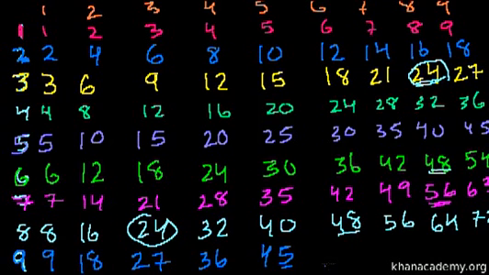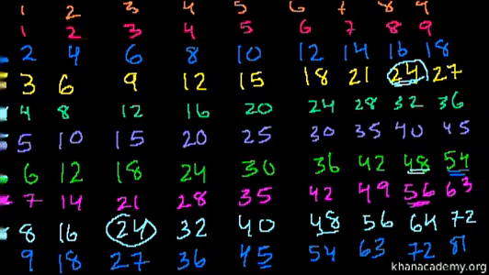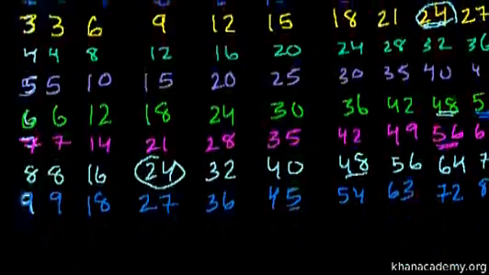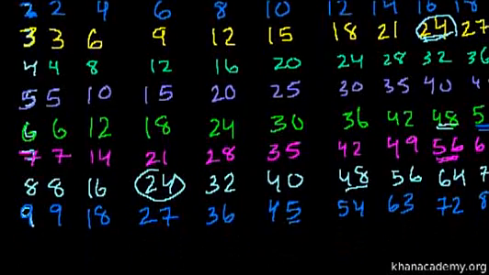9 times 6, 54. That was this one as well. 9 times 7, 63. 9 times 8, 72. 9 times 9 is 81. I don't know if you can see that. 81. There you go. Now, I could keep going. Actually, I should keep going.